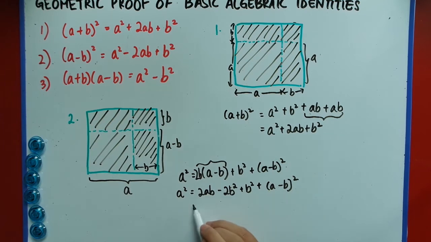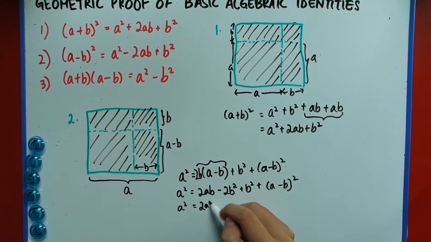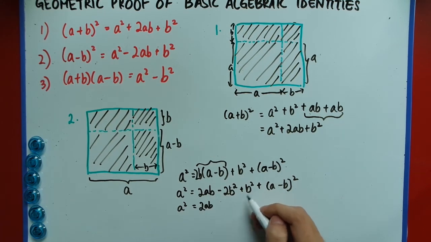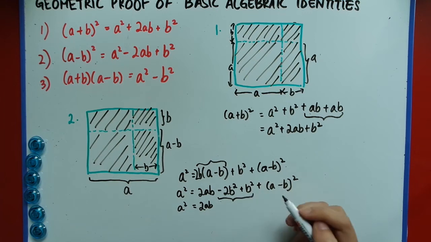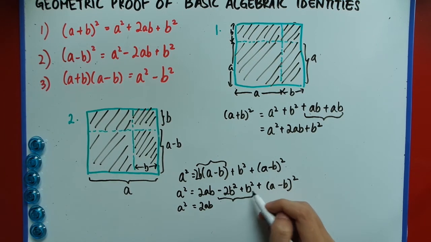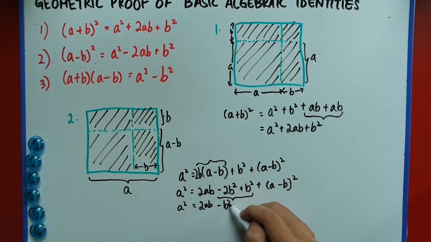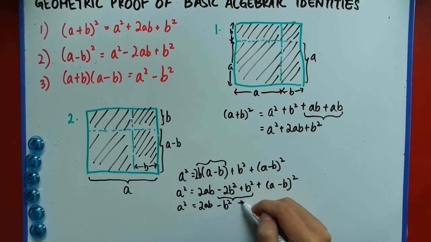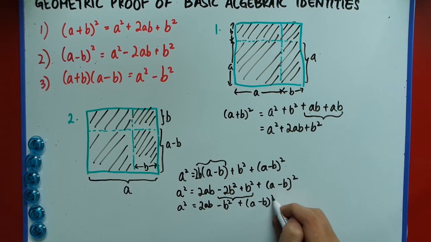Okay, so now let's simplify this. Let's try to make it simple before we do any kind of shifting around. So minus 2b squared plus b squared. So these are like terms. Okay, I've mentioned previously, like terms basically same coefficient. So this is minus b squared, okay, plus a minus b squared.